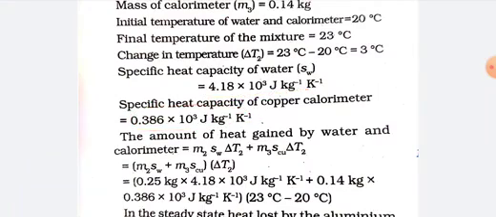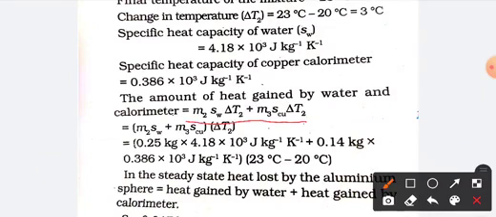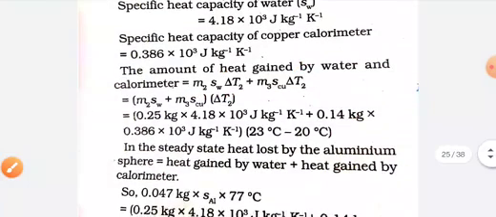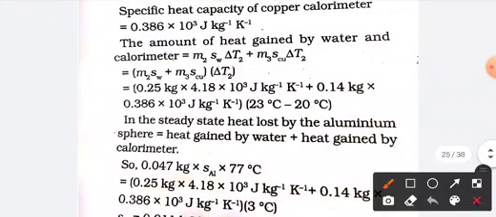you in the question. Now the amount of heat gained by the water and the calorimeter will be equal to ms delta T for water plus ms delta T for the copper calorimeter. Here delta T is the same for both of them, because both the calorimeter and the water were previously at 20 degrees Celsius and then their temperature increased to 23 degrees Celsius. That means the temperature difference was the same for both of them. Now put all the values here and you will get the value.